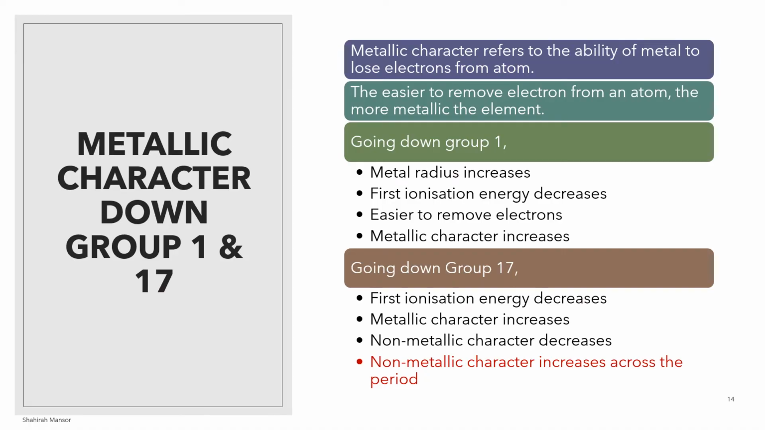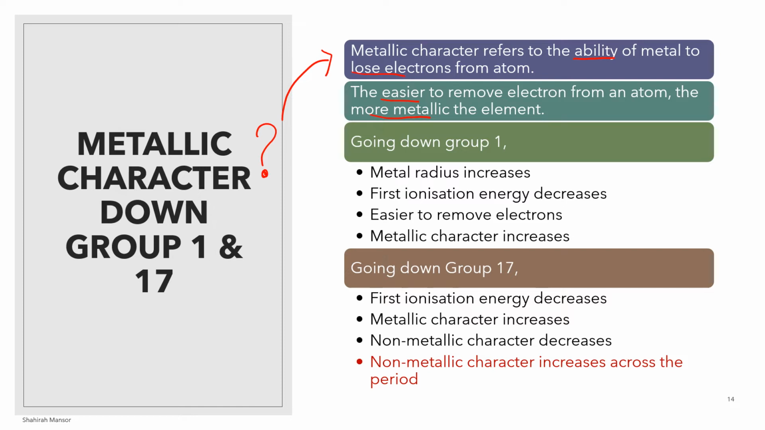Metallic character down group 1 and 17. So what is metallic character? Metallic character refers to the ability of a metal or atom to lose its valence electrons. Kebolehan untuk sesuatu metal ataupun atom untuk buang dia punya valence electron. The easier it is to remove the valence electron from an atom, the more metallic the element. Okay, lagi mudah untuk buang elektron, so the more metallic the element.